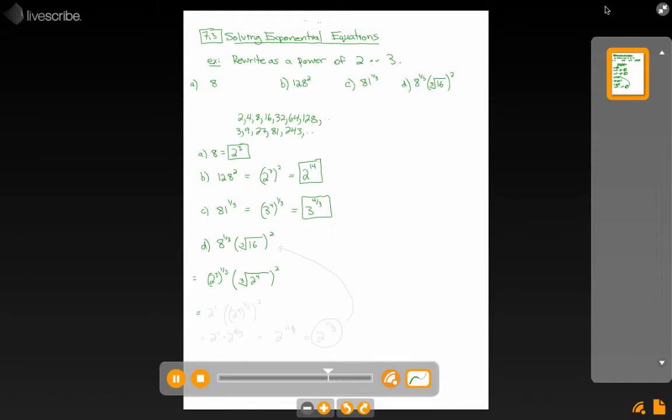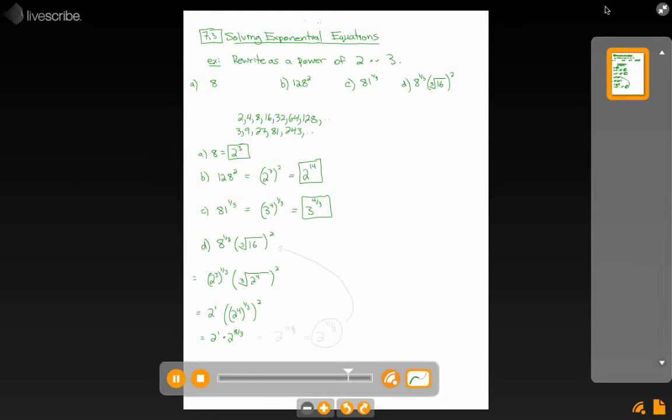2 to the 3 to the 1/3 is just 2 to the 1. But what's going on in the brackets here is I have 2 to the 4. The cube root is the same thing as doing to the 1 over 3. And then I have to square it. So I have a bit of work to do there. 2 to the 1 times, now, I do multiply these exponents. I've got 4 times a third is 4/3, times 2 is 8/3, so 2 to the 8 over 3.